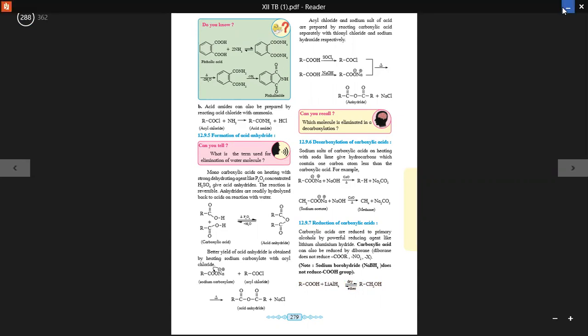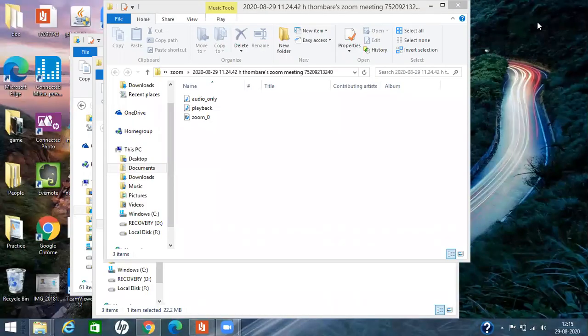So that is about the reactions of carboxylic acids, and that is about this chapter, aldehydes, ketones and carboxylic acids.